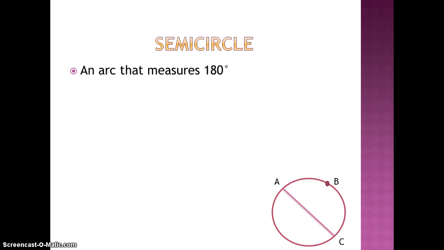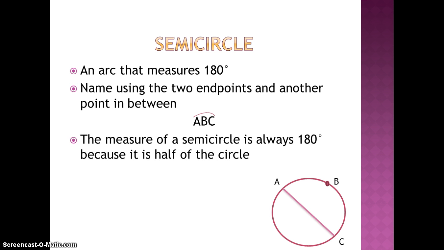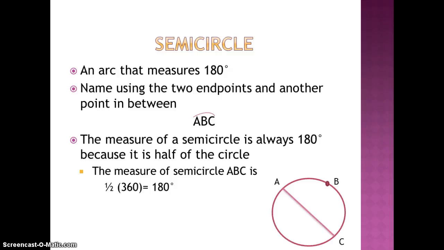A semicircle is an arc that measures 180 degrees. We're going to name it using the two endpoints and another point in between. So in this case we have arc ABC. The measure of a semicircle is always 180 degrees because it is half of the circle. So the measure of semicircle ABC is going to be 1/2 of 360, which is the whole circle, and that's going to be 180 degrees.